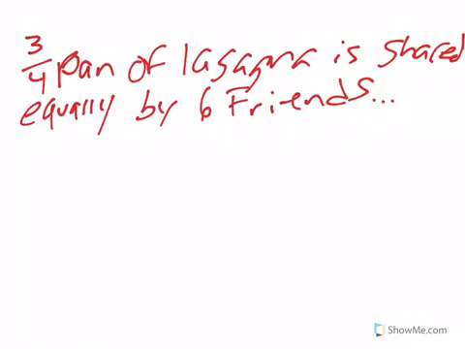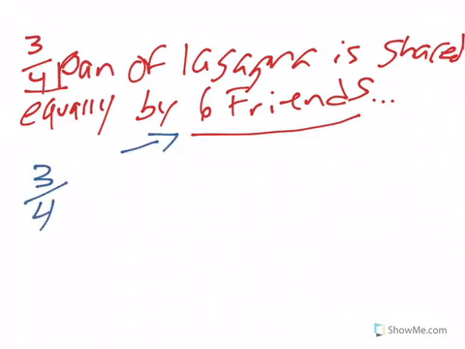Okay, our next problem here. If we have 3/4 of a pan of lasagna, so we had a full pan, but 1/4 of it is gone, so now it's 3/4 full. And we're going to share that equally. That's going to be shared by 6 friends. Let's set this up. We have 3/4 of a pan of lasagna, and we're going to divide it equally between 6 friends, right? So 3/4 divided by 6.